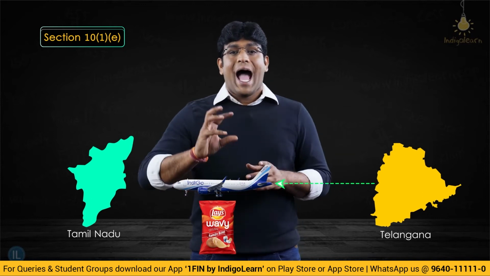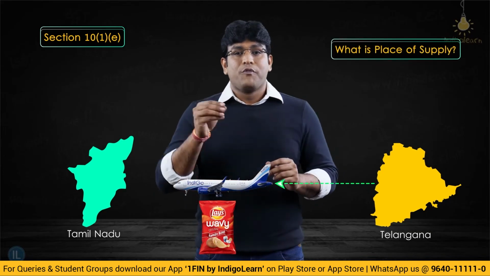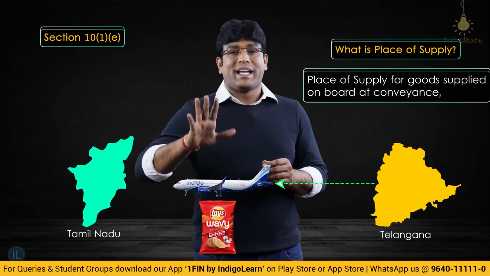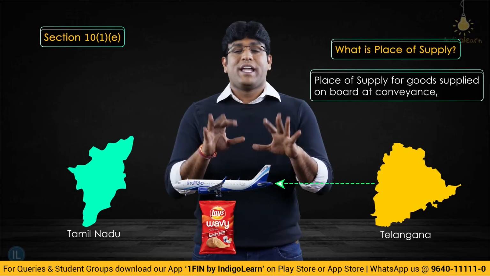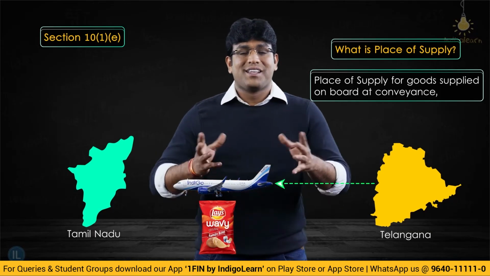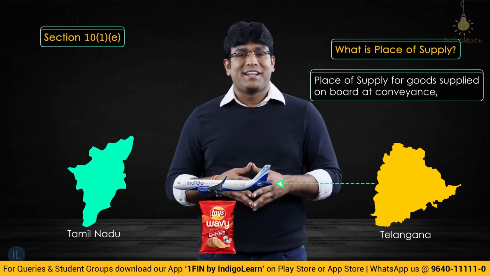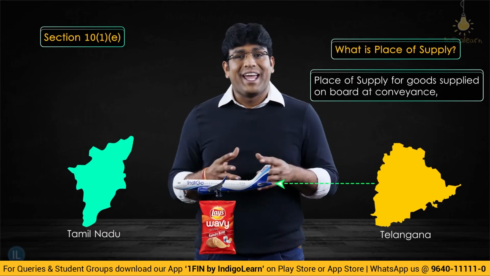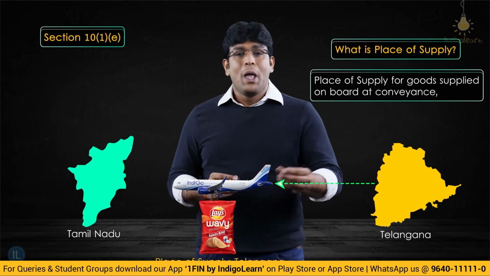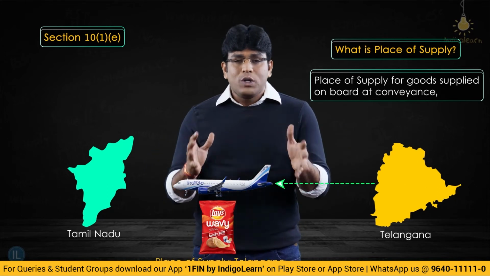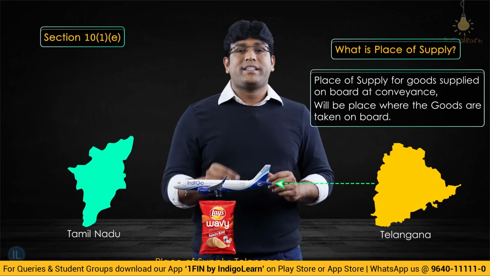Now the question is all about how do we determine place of supply? And this we say that place of supply for goods supplied on board a conveyance. On board means during the course of journey. On board that conveyance, we have taken some goods. Do we say the answer as air? Do we say the answer as territorial waters? Do we say the answer as Hyderabad? Do we say the answer as Chennai? In this particular case, my dear friends, the answer will become Hyderabad, because place of supply in case of goods supplied on board a conveyance shall be the place where goods are taken on board.